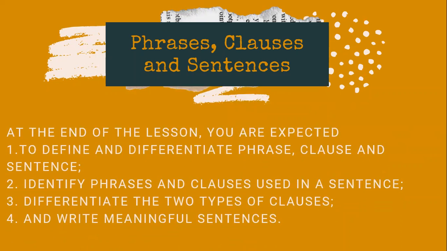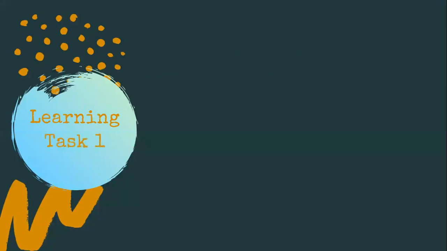At the end of the lesson, my dear students, you are expected, first, to define and differentiate phrase, clause, and sentence. Second, identify phrases and clauses used in a sentence. Third, differentiate the two types of clauses. And the last one, write meaningful sentences. I think you are ready for the lesson. So let's talk about learning task 1.